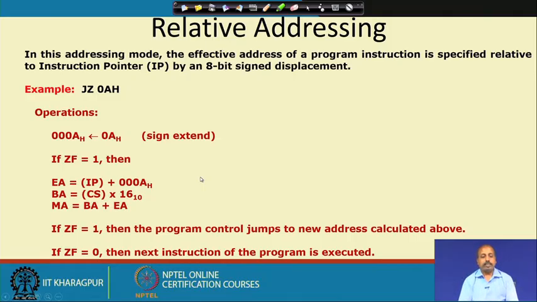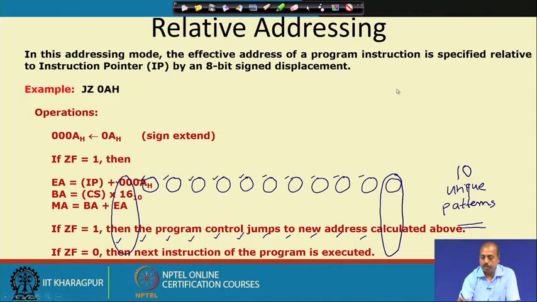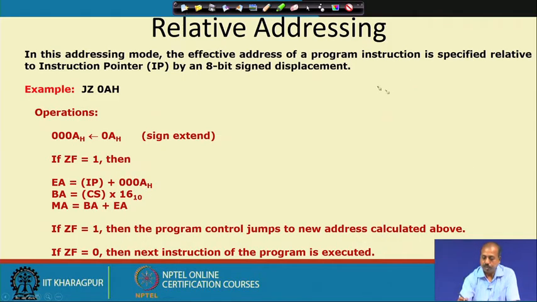Then there is relative addressing. In this addressing mode, the effective address of a program instruction is specified relative to the instruction pointer by an 8-bit signed displacement. So, what is done? Relative addressing is in relation to jumping within the program. Suppose we have written a program with these statements, and from this point I want to jump to this address. One possibility, if this address is say 10,000, is that I can directly say here jump 10,000.